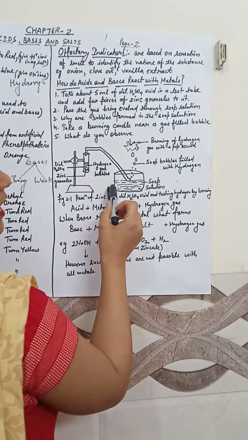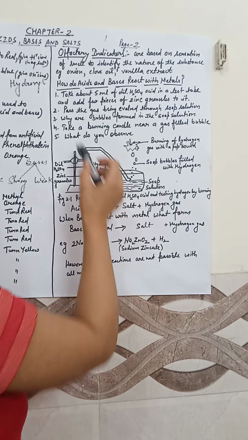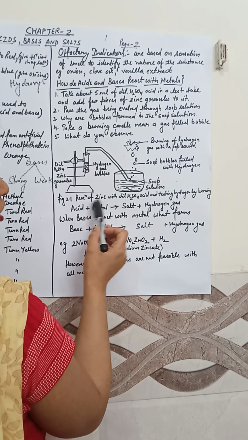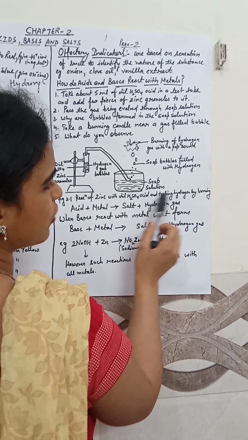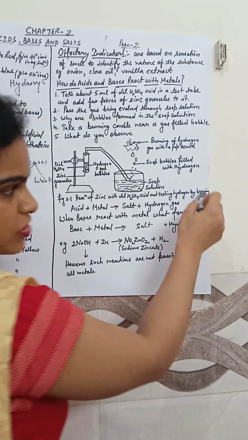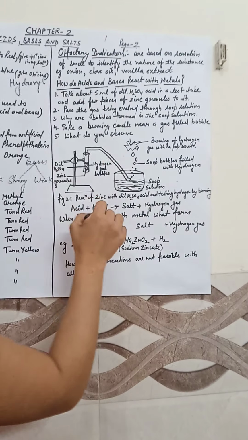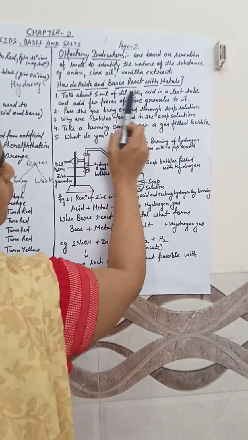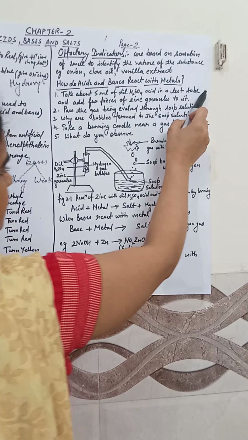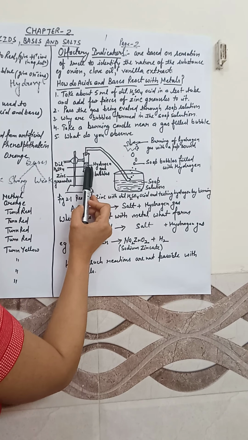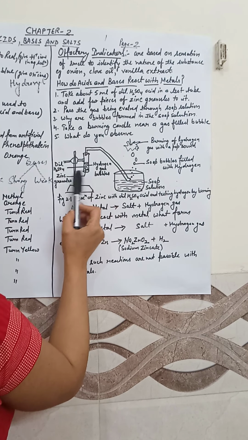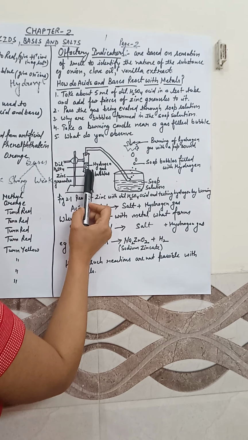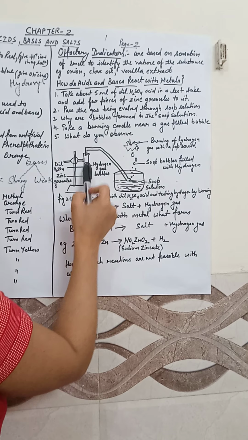To identify that the evolving gas is hydrogen gas, we will do an activity. This is Figure 2.1, the reaction of zinc with dilute H2SO4 acid and testing hydrogen by burning. How will you test it? Take about 5 ml of dilute H2SO4 acid in a test tube. Here the acid, H2SO4, is added, and these are zinc granules. It is diluted H2SO4.